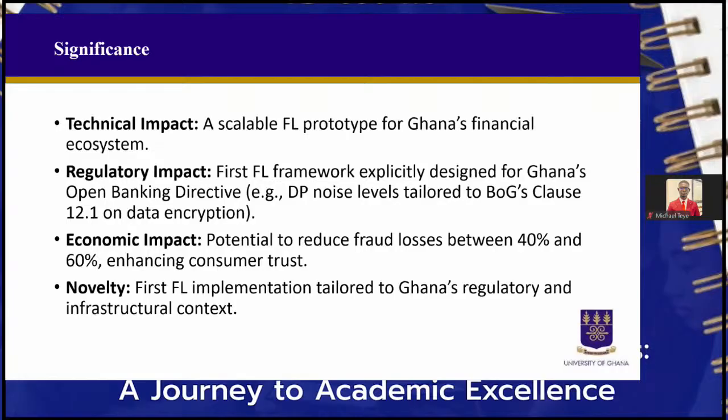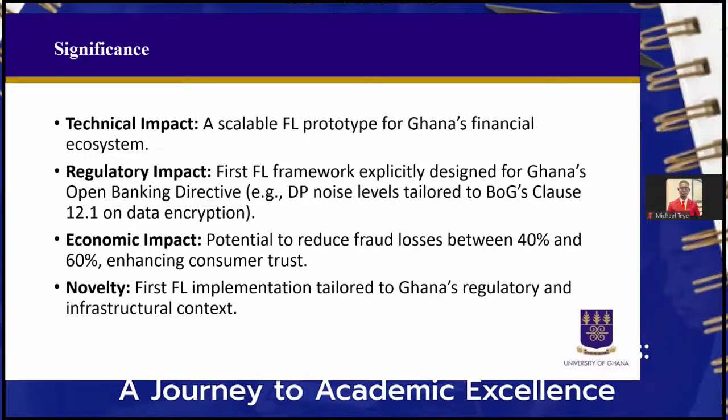The significance. With the technical impact, we are going to have a scalable FL, which is a federated learning prototype for Ghana's financial ecosystem. Also, with the regulatory impact, first, it's going to be the first federated learning framework explicitly designed for Ghana's Open Banking Directive. Example, applying differential privacy noise levels tailored to Bank of Ghana's CROSS 2.1 on data encryption. This is also going to be the first federated learning work on mobile money fraud detection.